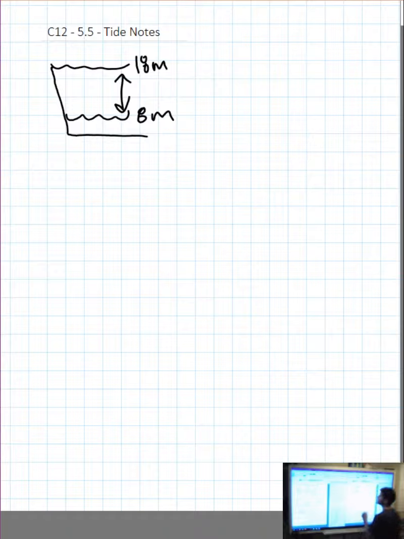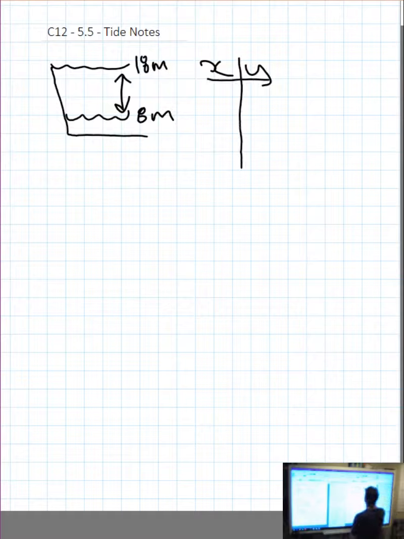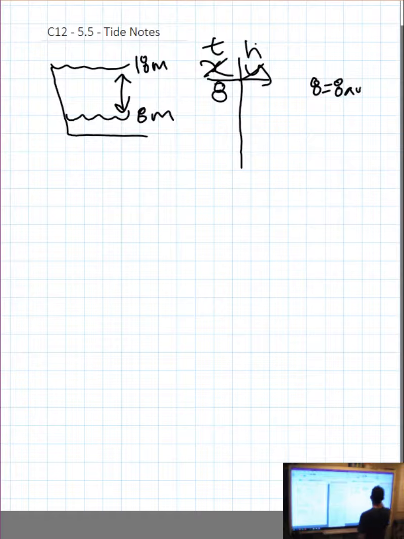So I'm going to start my table of values, and I'm going to graph x and y. And I'm going to cross out x and say time. I'm going to cross out y and say height. You could have used depth. I'm going to do the height of the water. And then we want to start at the time they gave. So they gave 8 a.m. and that's going to be 8 in the table. 8 is equal to 8 a.m.